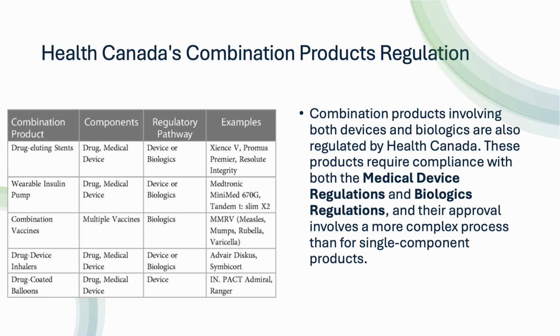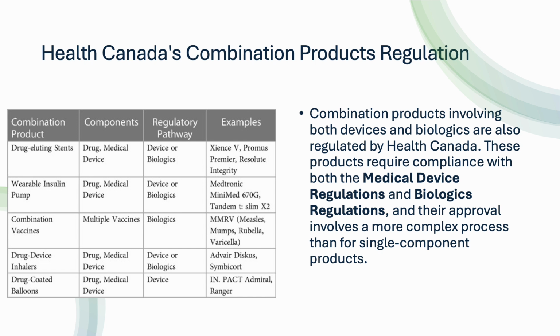Another type of combination product can be a drug-device, such as inhalers. What are the components? The drug and the medical device. Now, what is the regulatory pathway? It is through the device or biologics. And an example is Advair Diskus or Symbicort.